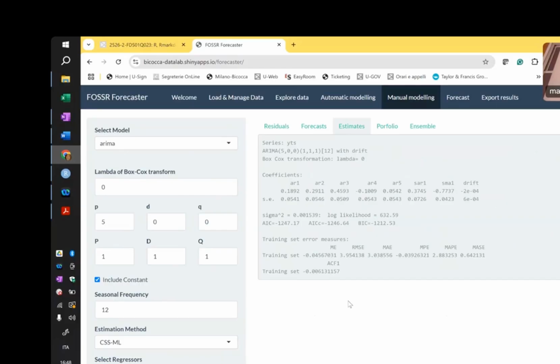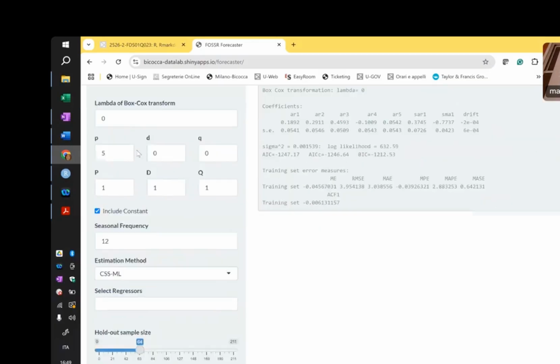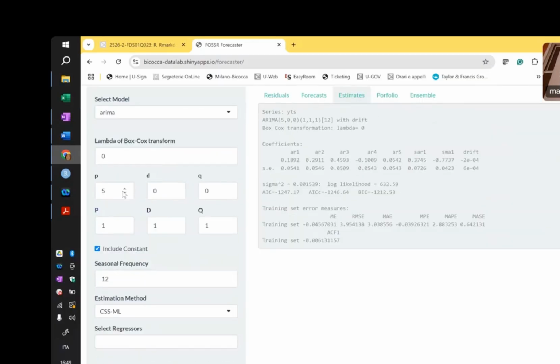This is the seasonal autoregressive part. This is the seasonal moving average part, and they are significant. So we can re-estimate this model, throwing away the AR4, the AR5, and the drift. So, well, just go back here. Let's put 3, and the constant we can exclude, and that was it.